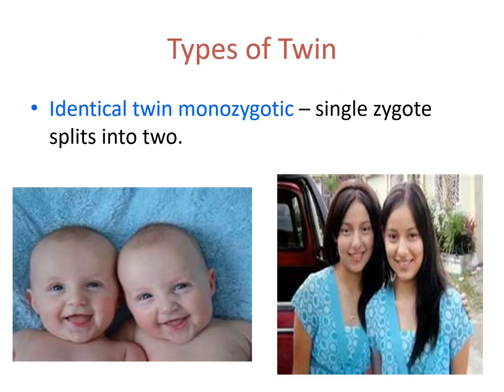Now, let's talk about the types of twin. First, we have the identical twin or monozygotic. So, paano nangyayari yung identical twin? The single zygote splits into two.